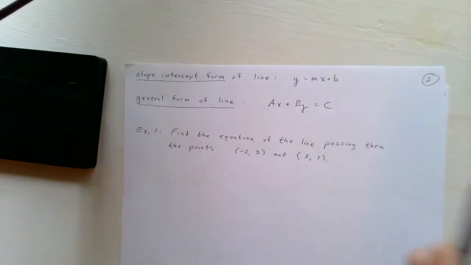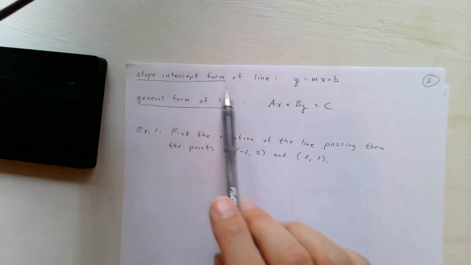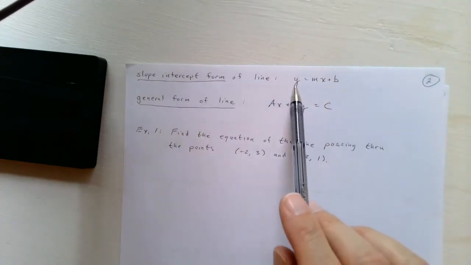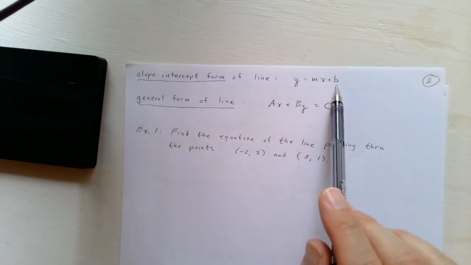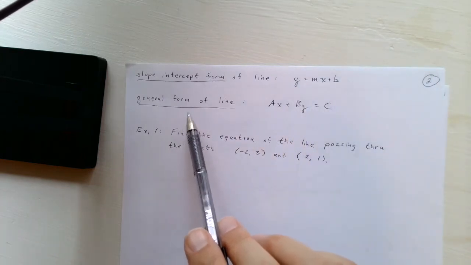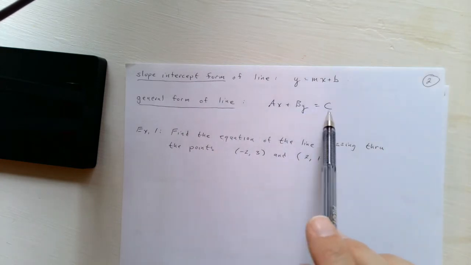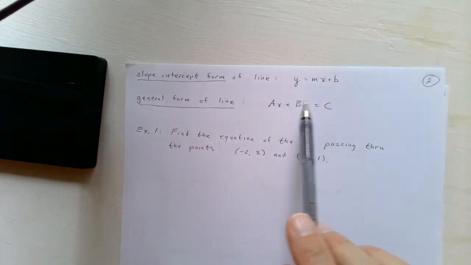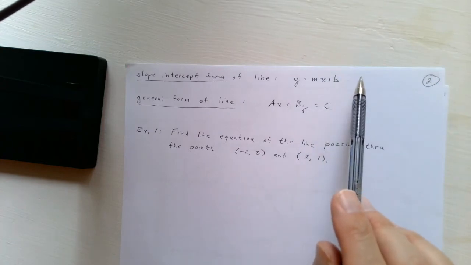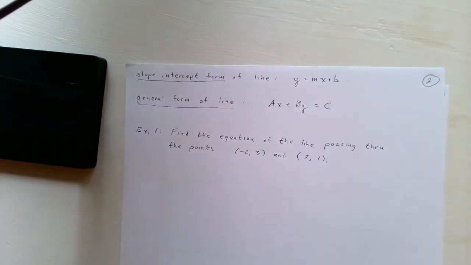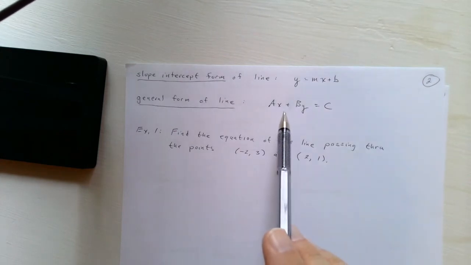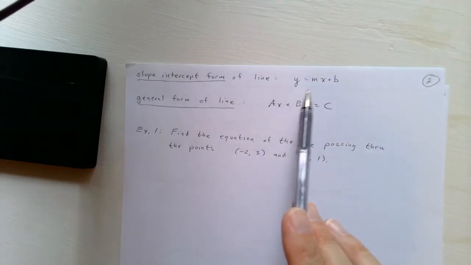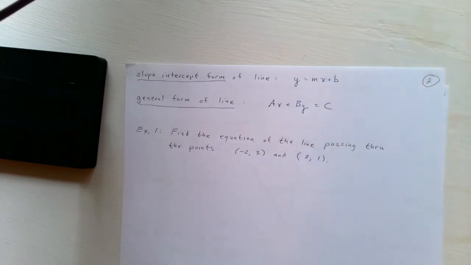Now there are two other forms of the equation of a line. We have slope-intercept form, that's the line y equals mx plus b. And the general form of the equation of a line is ax plus by equals c. All three forms can be transformed into another form just by doing a little algebra. The main thing is all these forms can be written as something times x plus something times y equals a constant. So let's go with a few examples here.